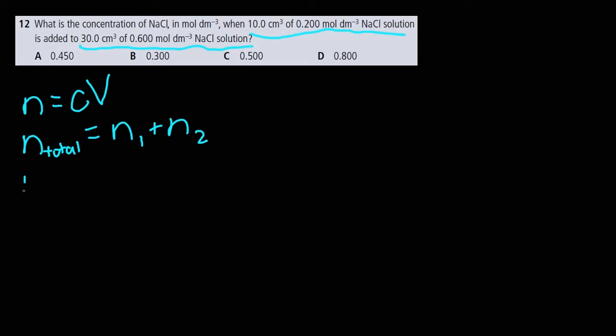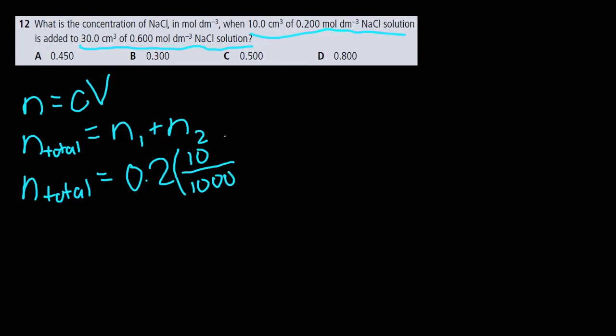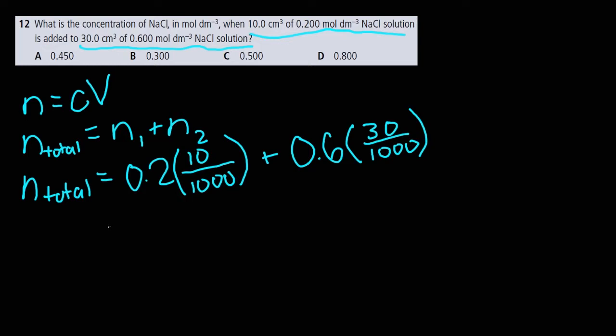So to begin, let's just remember n equals CV. Then n total will equal n1 plus n2, the number of moles of sodium chloride in the first solution and the second solution. So we can say n total equals, the first concentration is 0.2 with a volume of 10 cubic centimeters, which we'll have to convert to decimeters so that the units agree with each other, because the concentration has decimeters. And then we'll add the second solution, 0.6 times 30 over 1,000 to convert again. If you work out this expression in your calculator, you should get 0.02. Now, this is moles of NaCl.